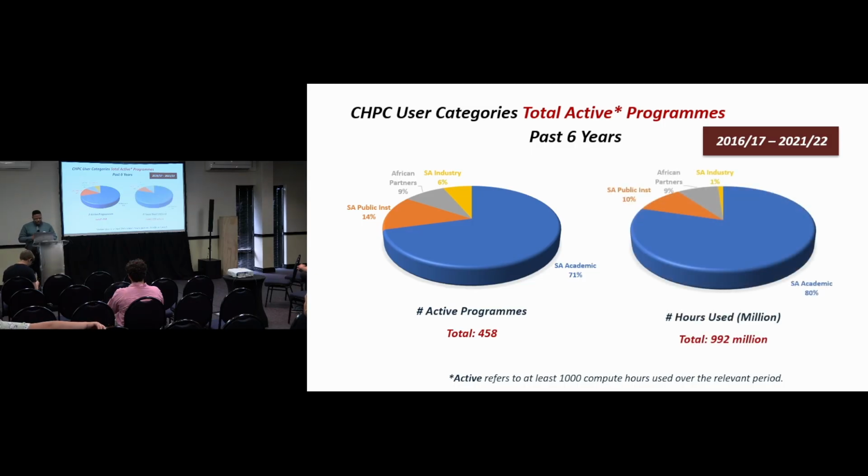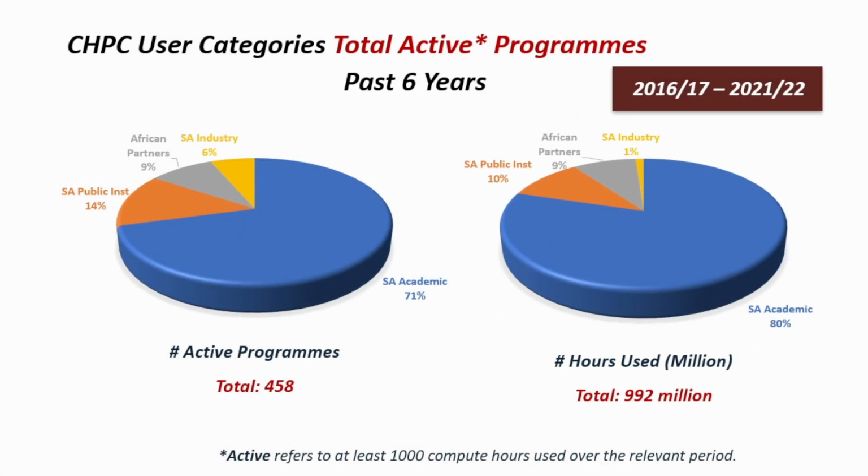And as I show these two pie charts, they show the total active programs and the total hours used. And this is from a user perspective. So what we can see here is that a lot of people using the HPC facility today are mostly from the academic and public institutions in South Africa. But we do also see industry use cases, though money is not a barrier to entry in our case.